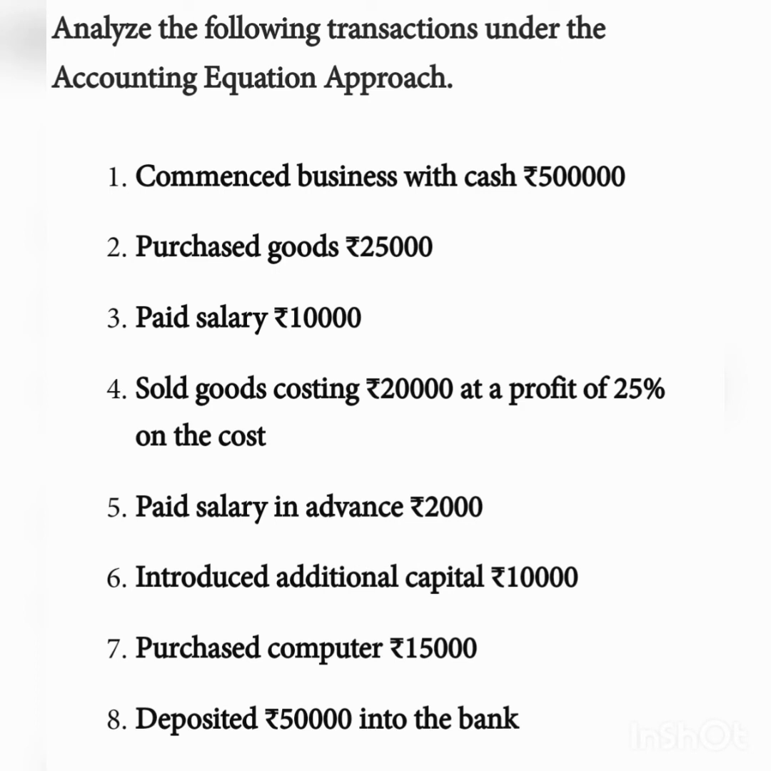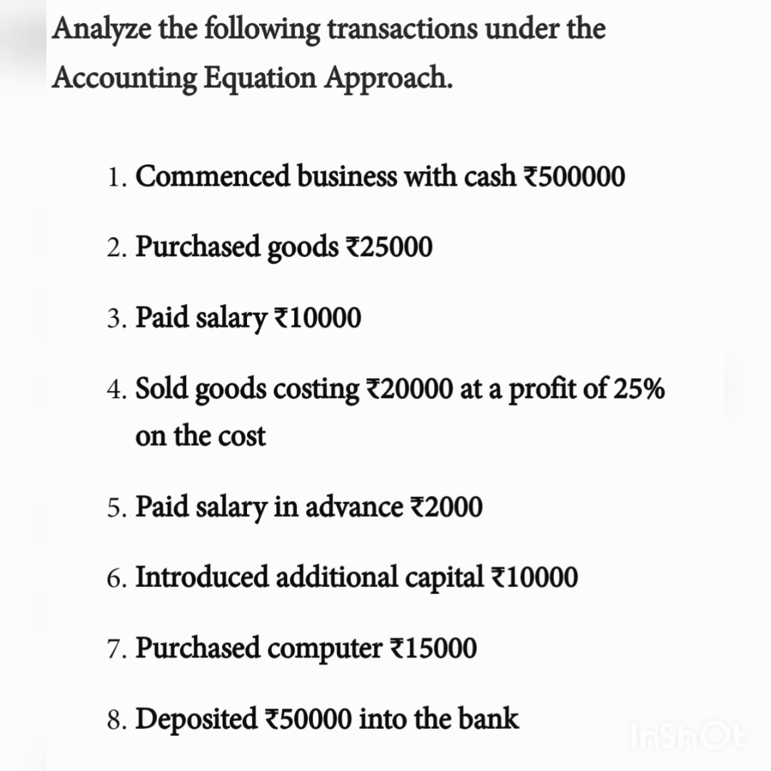Then enter the transaction as increase in the prepaid account, then deduction from cash account. The next, introduced additional capital. The two important accounts are cash account and capital account. Add rupees 10,000 with the cash balance. At the same time add rupees 10,000 with the capital balance.